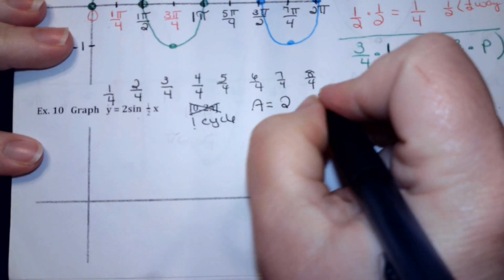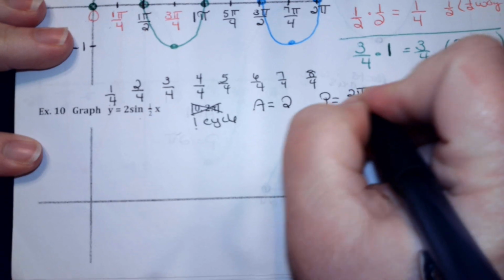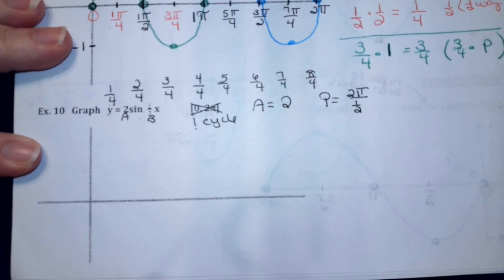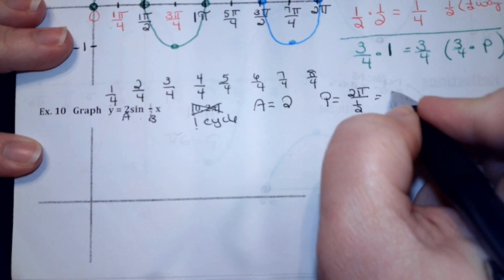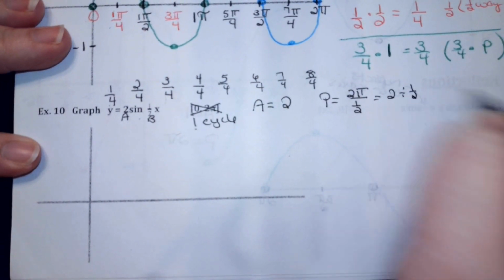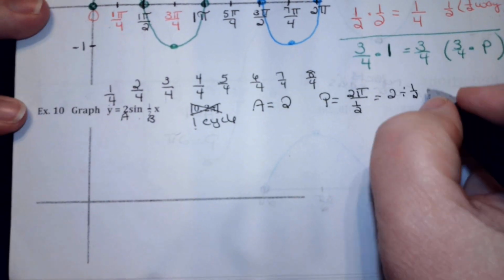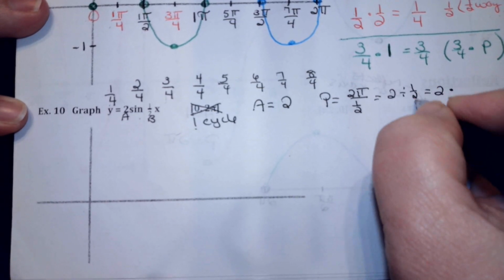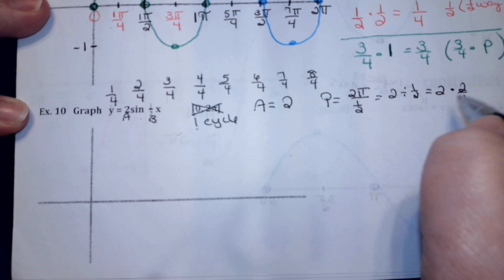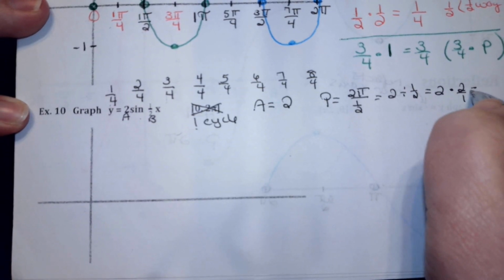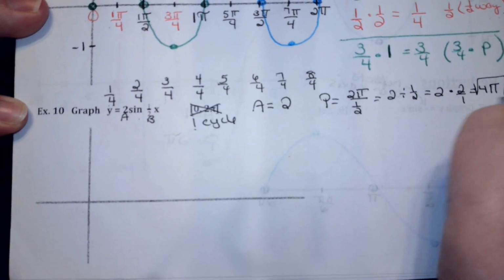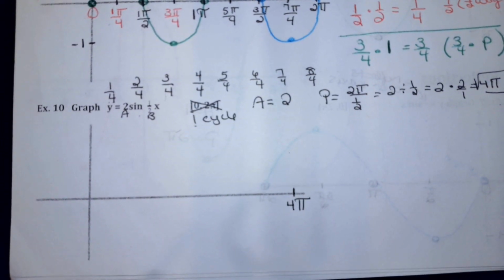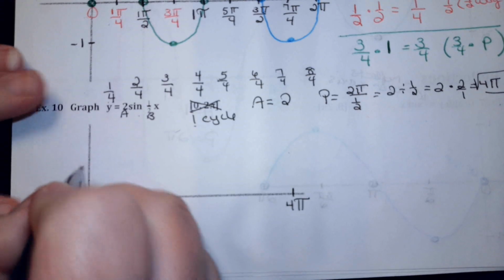All right, our period is going to be 2 pi over our b value. This was our a, this is our b, so it's 2 pi over 1/2. Well, this is actually 2 divided by 1/2, and we know when we're dividing fractions, we multiply by the reciprocal. So we're going to say 2 times, reciprocating 1/2, we get 2 over 1, so we just end up with 2 times 2, which is 4. So the period here is 4 pi. So that means by the time we hit 4 pi, we should have one cycle.